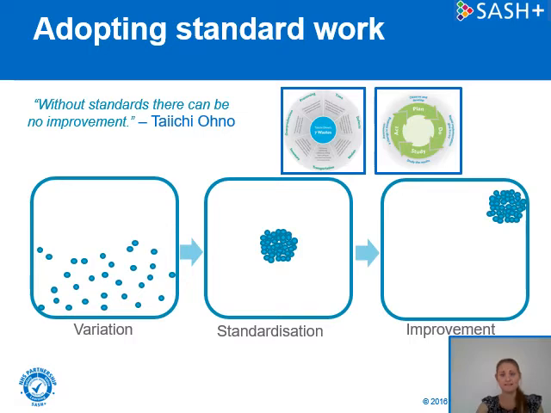This is where PDSAs are really important, and ongoing use of Gemba walks and waste wheels to identify any waste in the documented process, so then it can be removed and continue to improve. Taiichi Ohno, who is the founder of the Toyota production system, stated that without standards there can be no improvement.